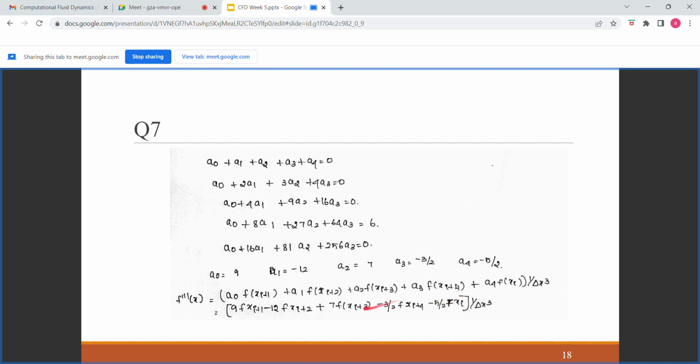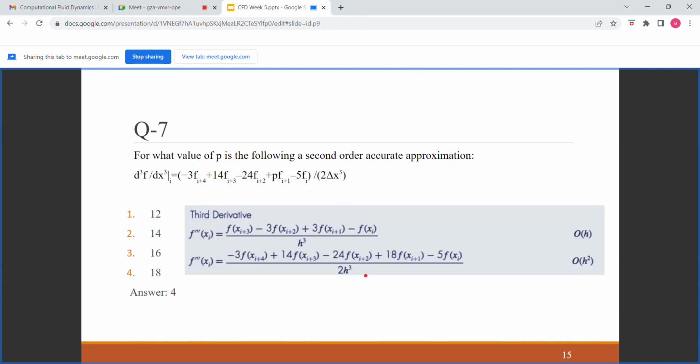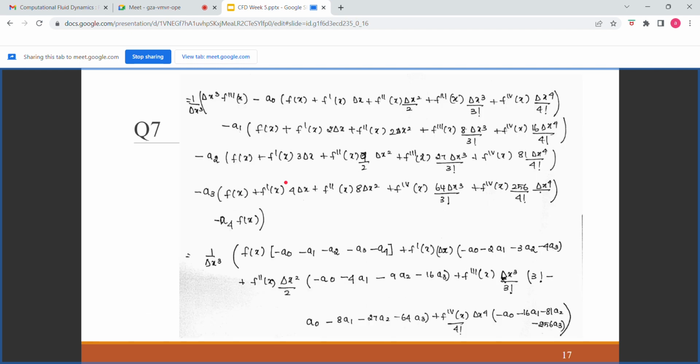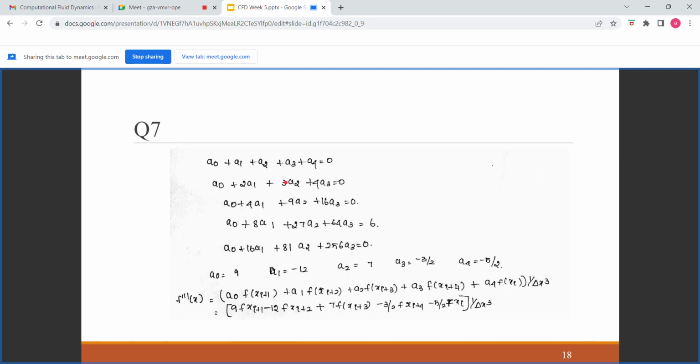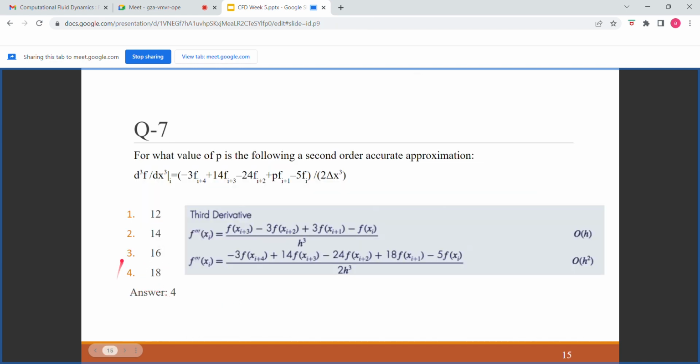This 2 we can take as common and remove it, so that all other coefficients get multiplied by 2. So the coefficient P was for f of i plus 1. So we need to know the coefficient for f of i plus 1. This is 9. Since we are removing 2 as found in the original equation, it would be multiplied by 2, it is 18. So we have arrived at the answer, that is 18.